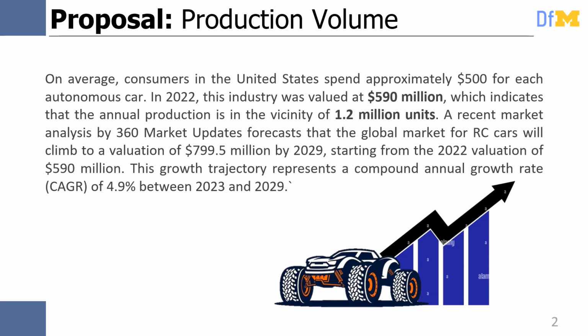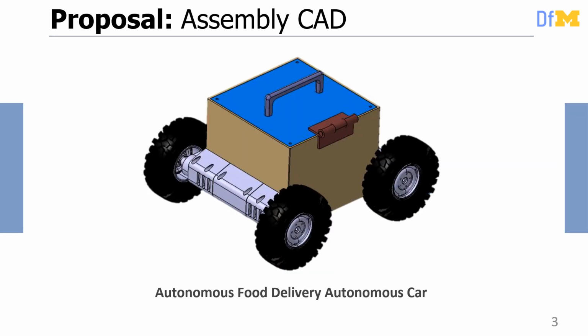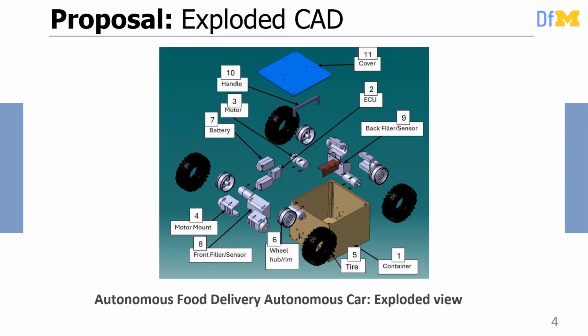To provide context, the average production of such cars in North America amounts to 1.2 million units annually, generating an impressive $590 million in revenue each year. Our presentation begins with an overview of a proposed CAD design of the autonomous car, followed by an exploded view showcasing each component essential for its assembly. Key components highlighted include the battery, motor, wheels, ECU, front filler, back filler, motor mounts, and container. Also, the container is being enclosed by the cover.